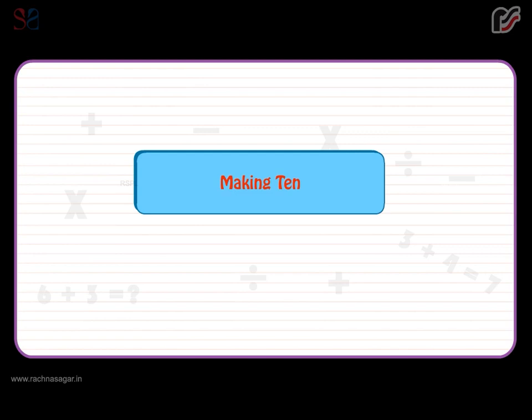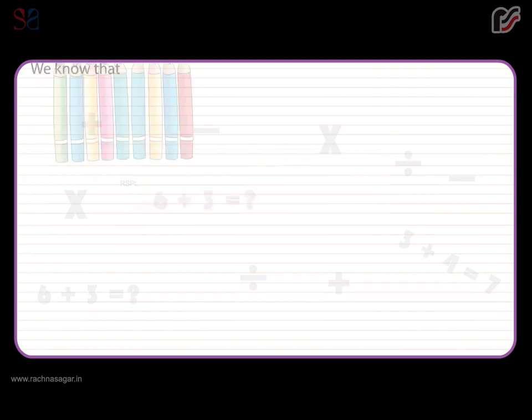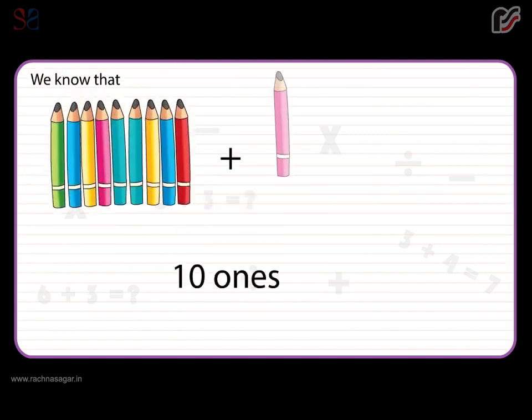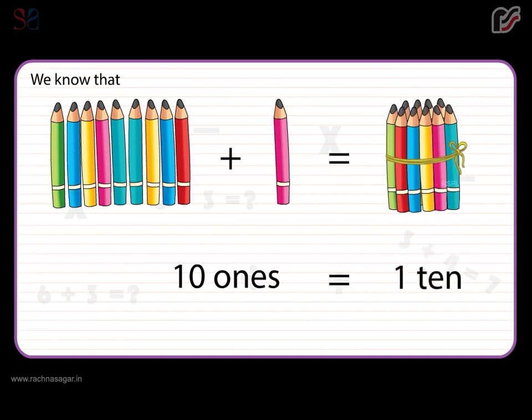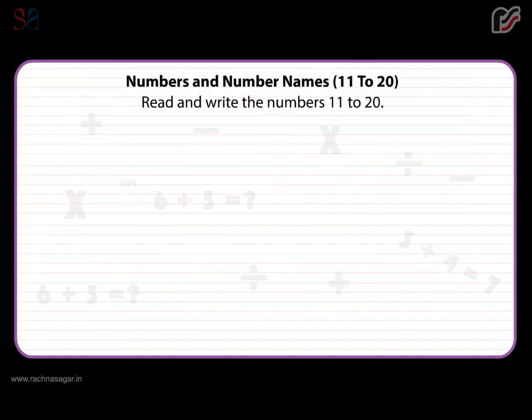Making 10. We know that 10 ones is equal to 1 ten. Numbers and number names 11 to 20. Read and write the numbers 11 to 20.